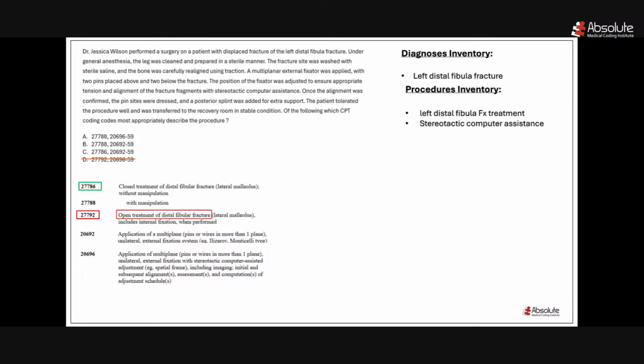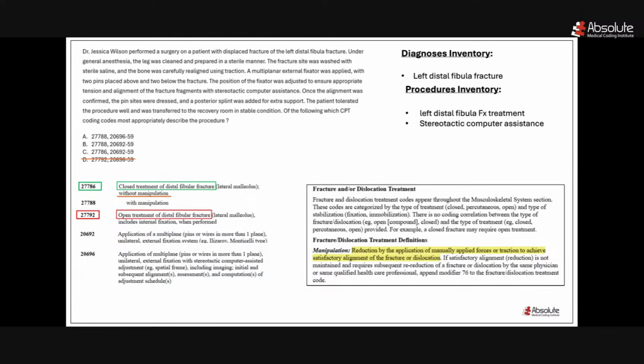Okay, yes, this is wonderful. So let's look into the next code, 27786, which is coding for a closed treatment of a distal fibular fracture without manipulation. We have the other code options, A and B, both coding for a closed treatment of distal fibular fracture with manipulation. So again the question is whether a manipulation was performed or not.